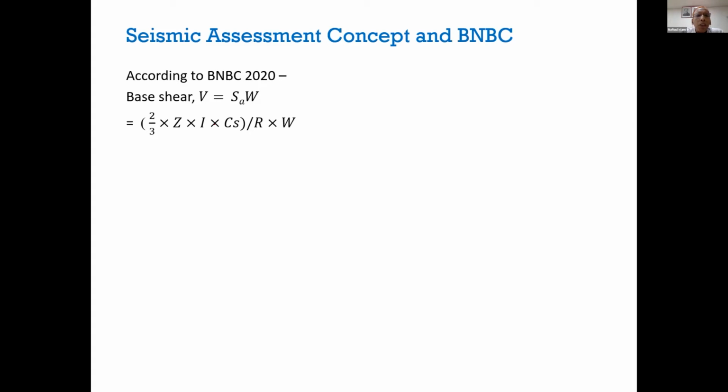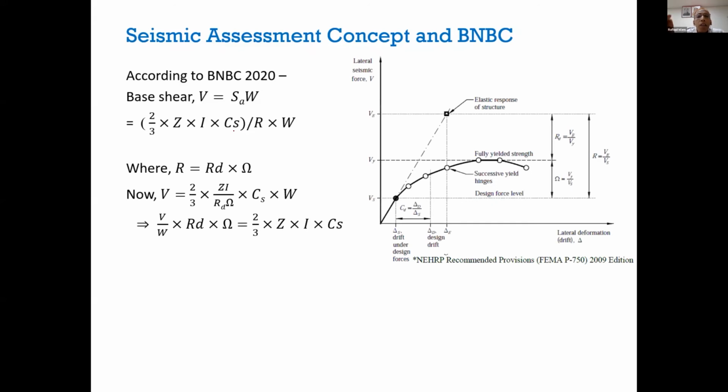That is, I think, almost all of our professionals and academicians are familiar with this formula. So Sa is 2/3 of Z into I, the importance factor, and Cs divided by R into W. And from the FEMA graph, we know that R, that is the structural modification factor, is covered due to the R.